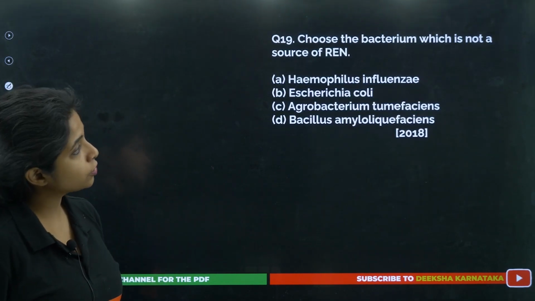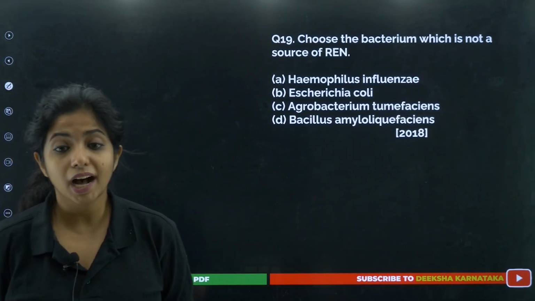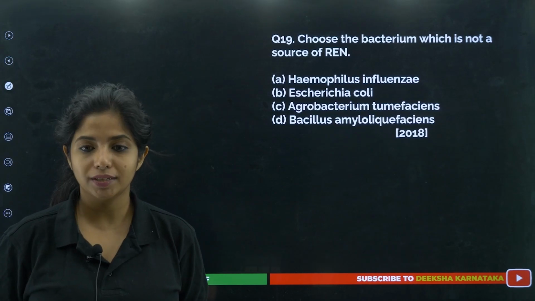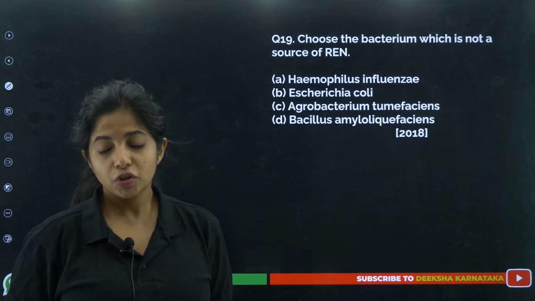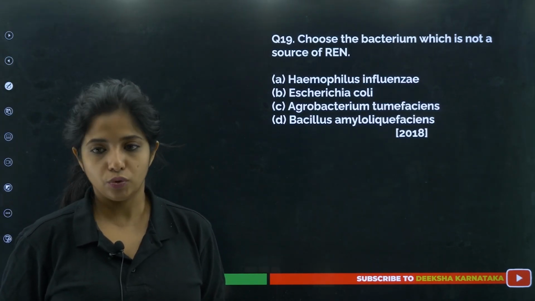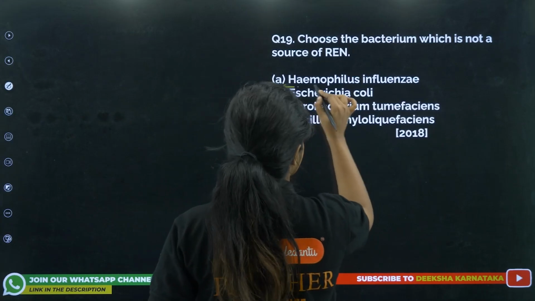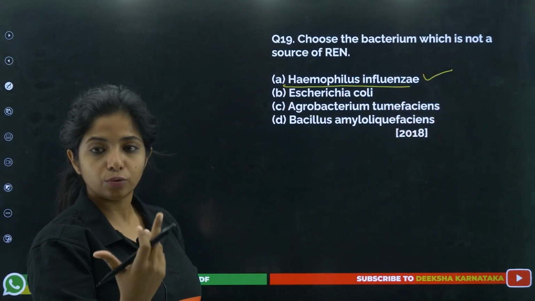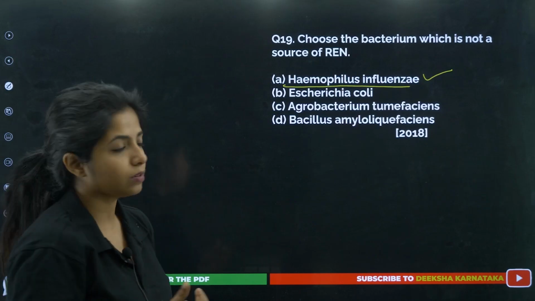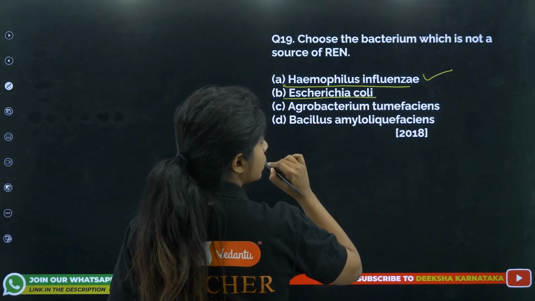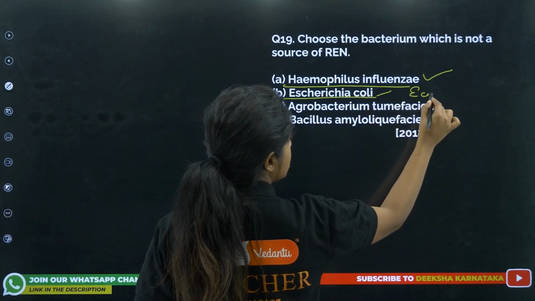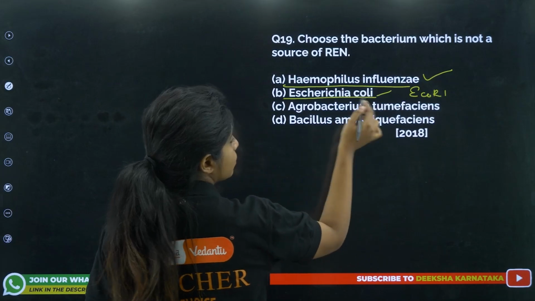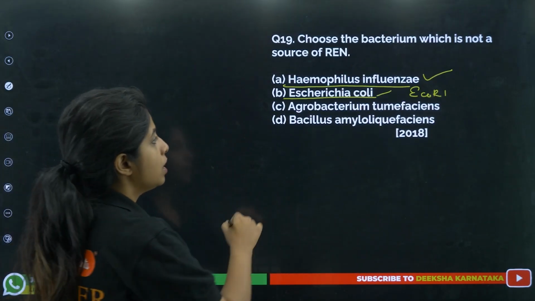Choose the bacterium which is not a source of REN. REN as in restriction endonuclease, the enzyme. Which is not the source of restriction endonuclease? From Haemophilus influenzae you get Hind, I told you, Hind 3, Hind 2. So this comes from Haemophilus influenzae only. Escherichia coli also gives me an enzyme. I saw it right now. It is EcoR1. Okay, this is got from Escherichia coli.